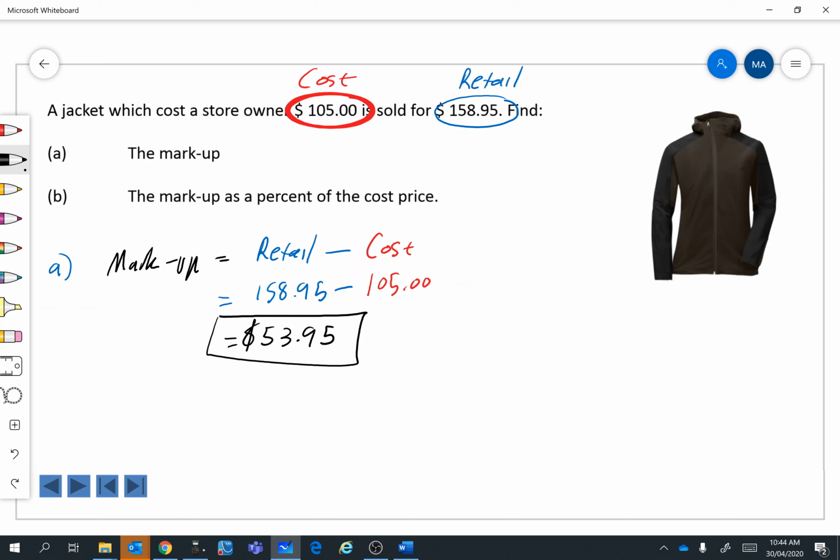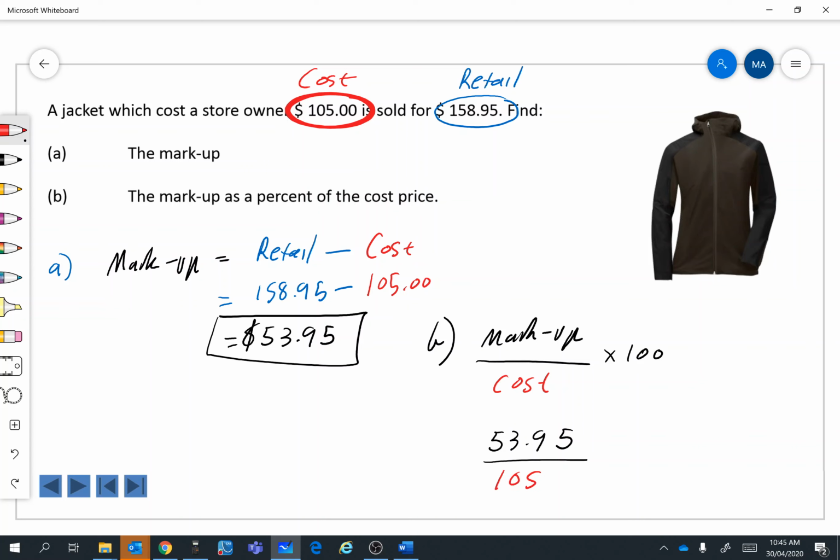So in order to get that, we do the markup divided by the cost, and that gives us the value as a decimal, and then we multiply that by 100, and that will give us the percent of the cost price. So 53.95, I'm doing part B here as well, I'll put a B there for part B. 53.95 divided by 105 times 100.